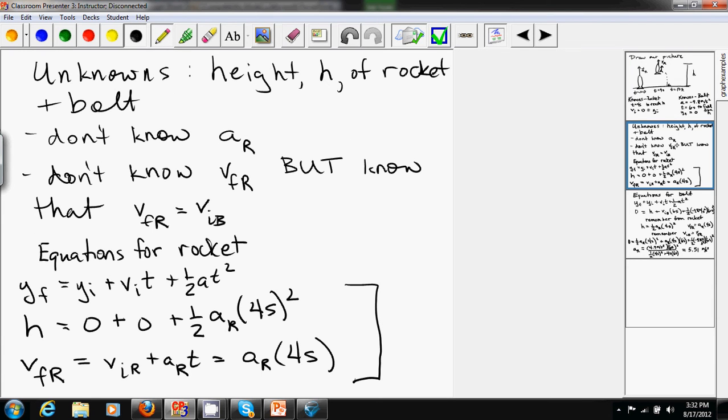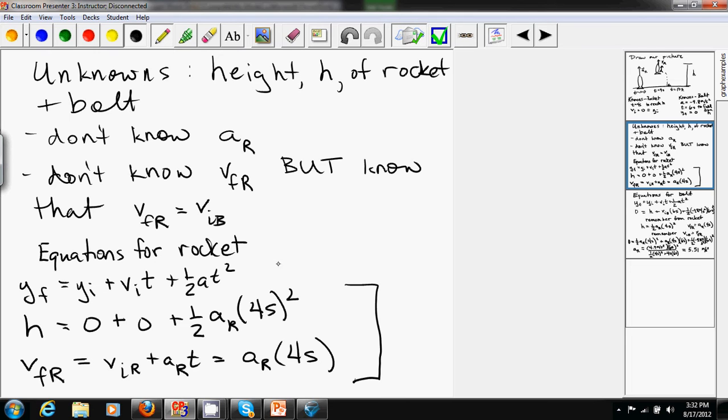Speaking of what we don't know, here are the unknowns. We don't know the final height of the rocket at t equals 4 seconds. It's also the same height as the initial height of the bolt, but we don't know that value, so I'll just call it h. We don't know the acceleration of our rocket. We don't know the final velocity of our rocket at t equals 4 seconds, but we do know that it's the same as the velocity of the bolt, because they travel together until the bolt detaches. So we don't know what it is, but we do know that it's the same.